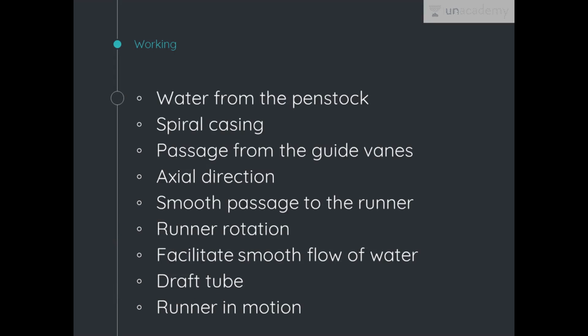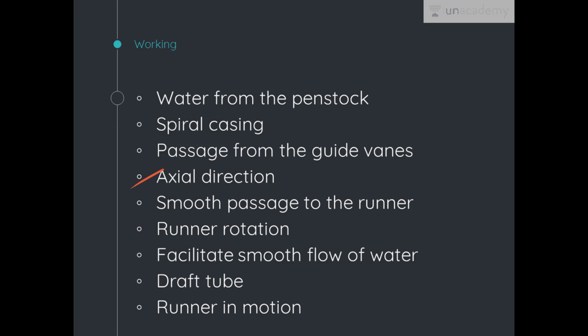So what is the working? The working is similar to that of the Francis turbine. The water from the penstock is brought down to the turbine through a spiral casing. The water flows through the turbine, passing from the guide vanes after taking a 90-degree turn, so have a note of it, a 90-degree turn in the axial direction. The guide vanes pass water onto the runner vane smoothly. As a result, the boss or the runner rotates.